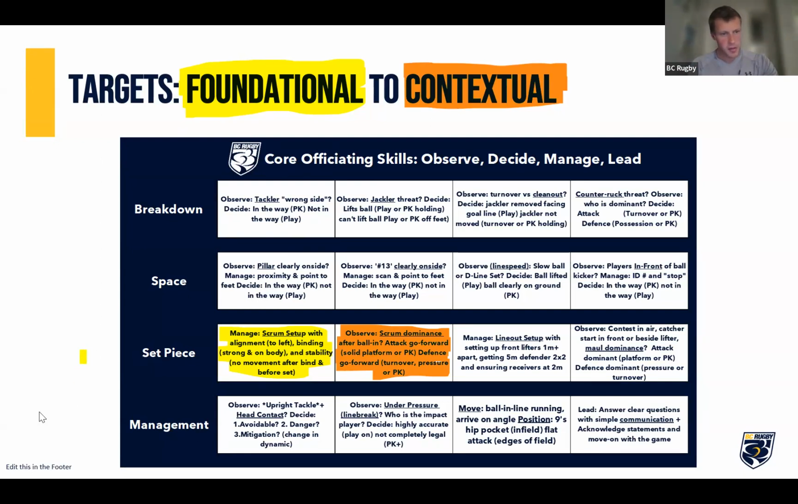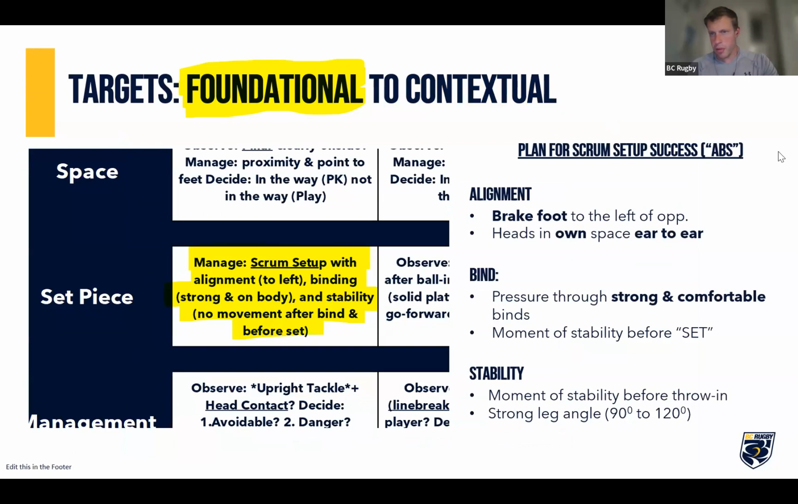Sweet. So just as a takeaway, as a little plan, building this down: this one little snappy box is all well and good, but we have to make sure that we have something that we can take away and understand. And normally that results in a plan. So when we talk about Scrum setup, the acronym ABS has been used a couple of times. We tell kids, you need core strength, you have to have abs. What does that mean? Alignment, bind, and stability.